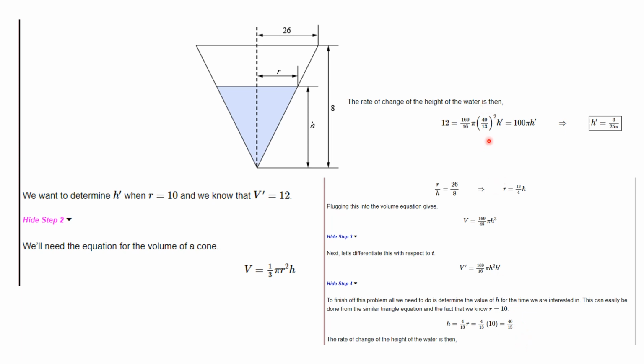So we can plug in 40 over 13 up here. The V prime was 12. We knew that, so we plug in 12. The only thing we need to know is what is h prime. And so we can solve for that, and h prime is 3 over 25 pi.